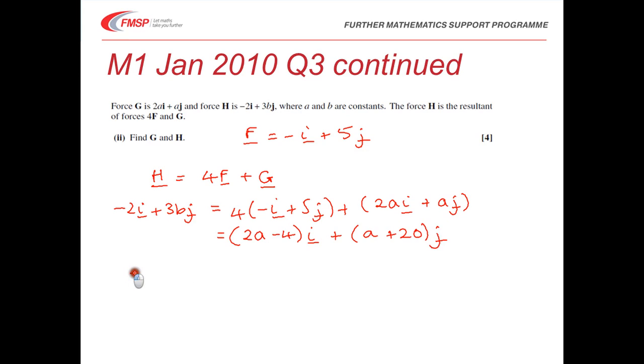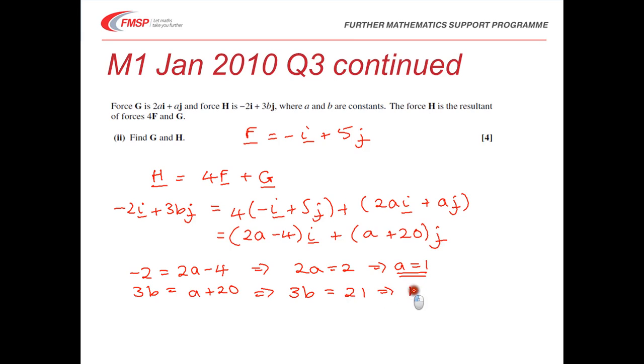So we can have minus 2 equals 2a minus 4 from the i's, and we'll have 3b equals a plus 20 from the j's. Looking at the first of these equations, if we go ahead and solve it, we'll get 2a equals 2, so a equals 1. Subbing that into the next one, that means that 3b has a value of 1 plus 20, 21, so b must have a value of 7.